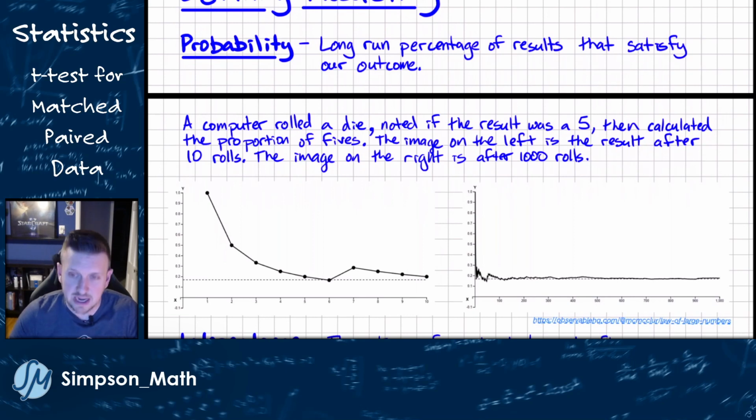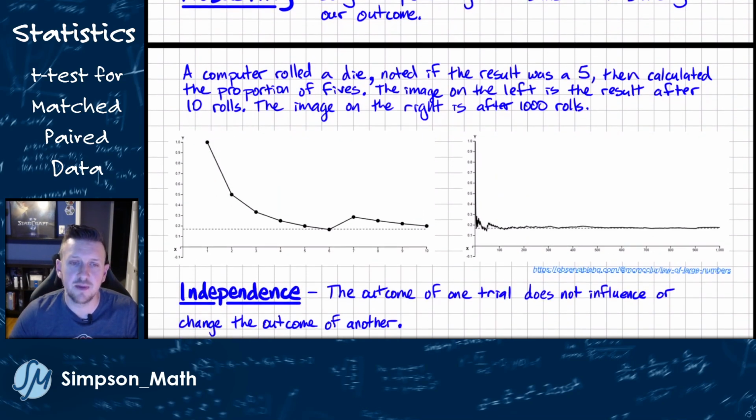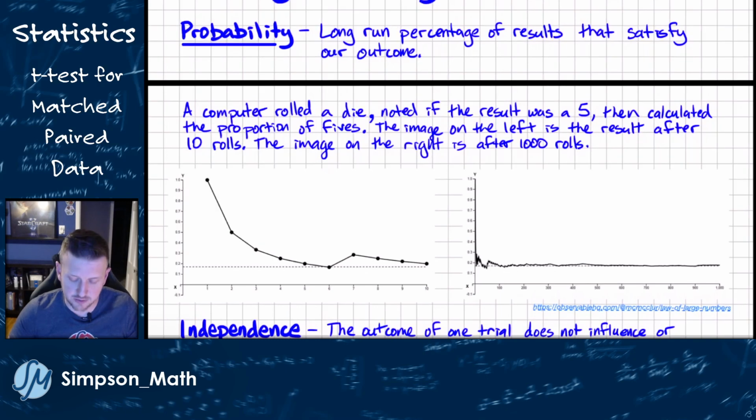All right, so I have this kind of summarized here. The idea is that this is the mindset of our probability. It's the long run percentage of results that satisfy our outcome. In the long run, we expect about 1/6, about 16.6% of the time that we would be getting a 5. But there's no guarantee that we're going to get that. It should be getting closer and closer.